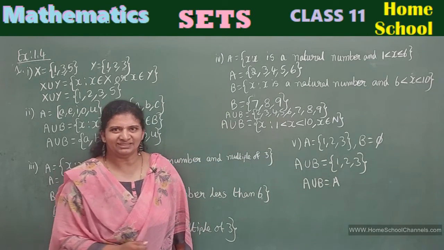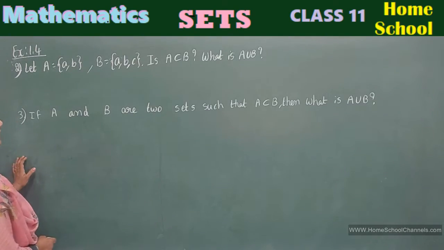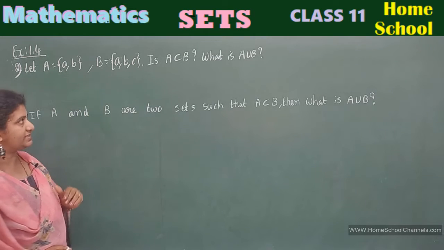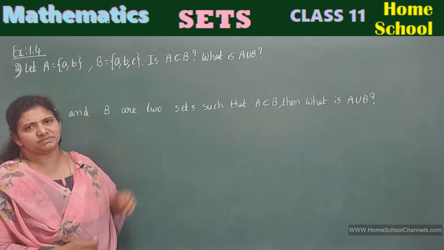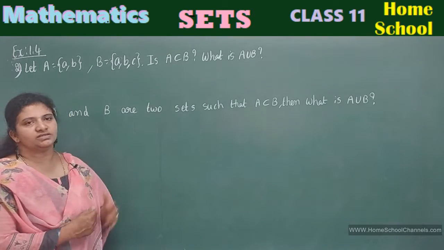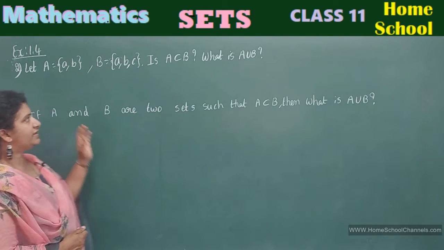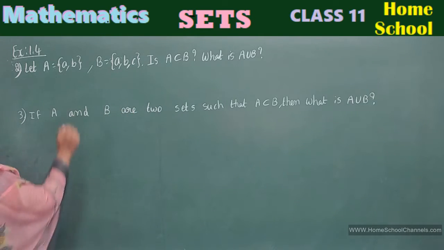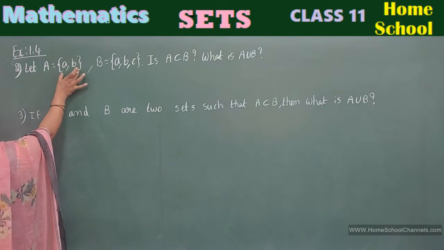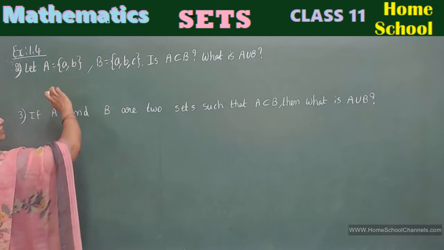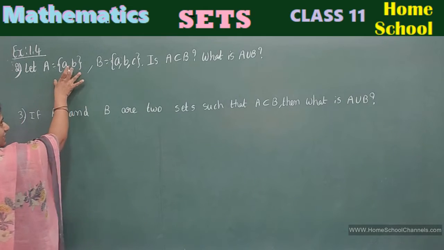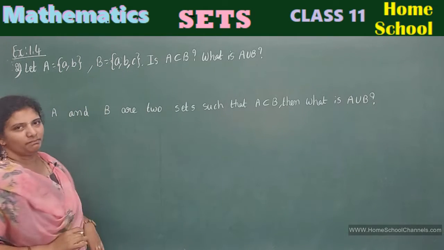Okay, is this clear? Second one, let A is equal to {a, b}, B is equal to {a, b, c}, A is a subset of B. What is A union B? First question in this, is A subset of B? Look here, in A what do you have, the elements a, b? In B do you have these elements? Yes, A set is a subset of B set.